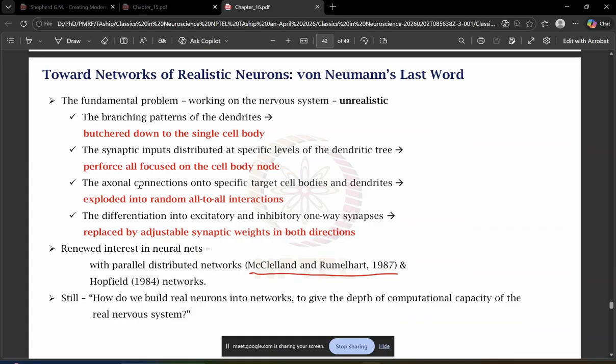Next, the axonal connections onto specific target cell bodies and dendrites were being shown as random all-to-all interactions. That was not true, because axonal connections were extremely specific and happened at specific regions. For example, certain connections were with the cell bodies, in some cases with dendrites, and they were not random. But in the earlier networks that were being made, they were apparently shown as all-to-all random interactions, which was not correct.